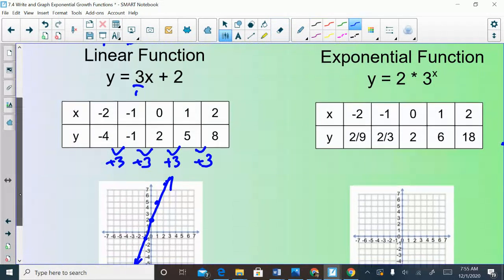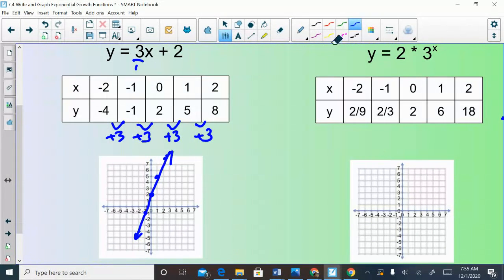You could create that. I've given it to you right away. When you graph these points, 0, 2 is right here. 1, 6 is up here. 2, 18 would be somewhere crazy up there. -1, 2/3, and -2, 2/9. If you wanted to, you could turn these into decimals and graph those instead. But that is what this function would look like, exponential growth.